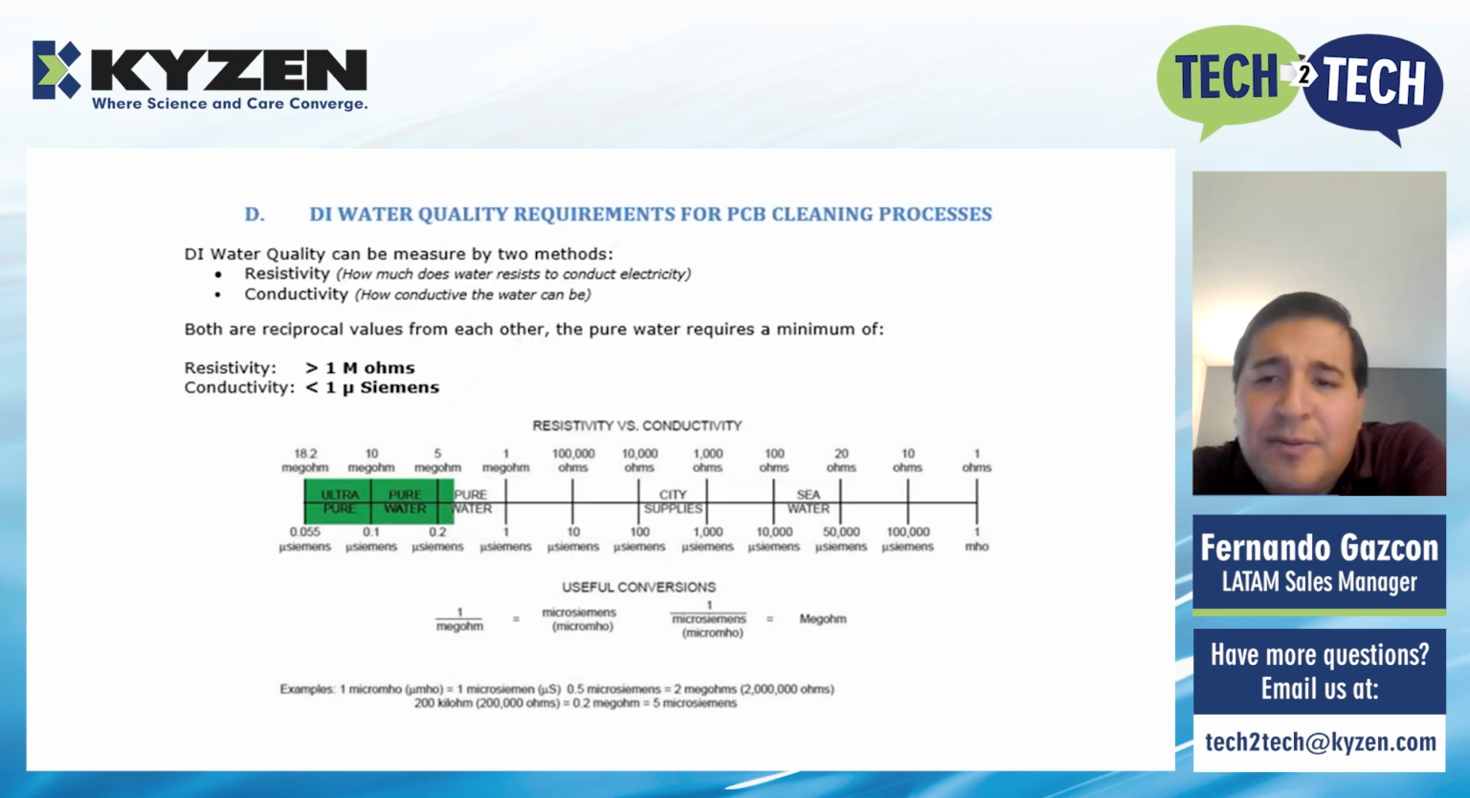Usually, DI water is defined as an ultra-pure water which contains very little amounts of ionic and organic residues. The quality of the DI water is measured by the conductivity or resistivity of the water. Water with resistivity values above 1 megaohm will be considered DI water. Or, seen from the conductivity perspective, water with conductivity values below 1 microsiemens is considered DI water.